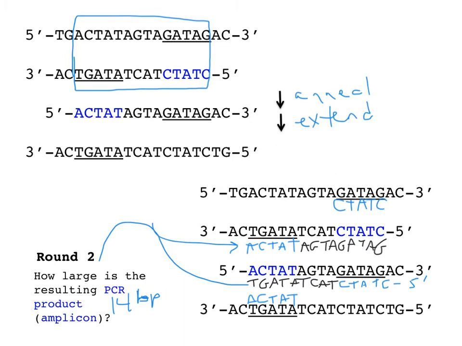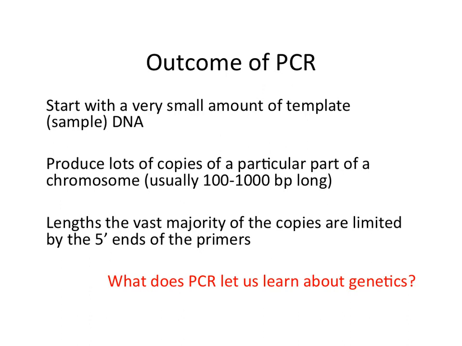So you have to have primers that are complementary to both strands of the chromosome to make double-stranded copies of the chromosome that you're interested in. Okay, so that's, in a very, very, very brief nutshell, how PCR works.